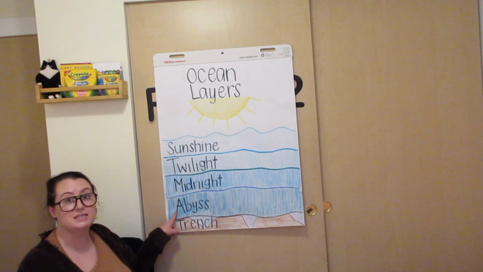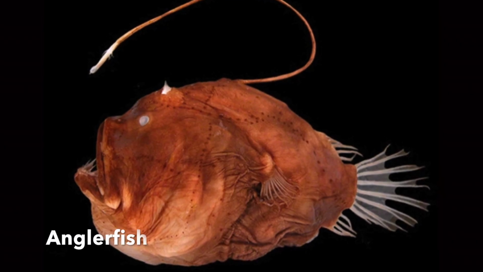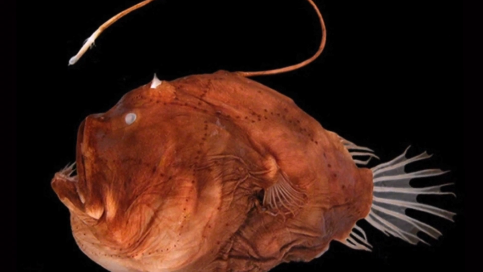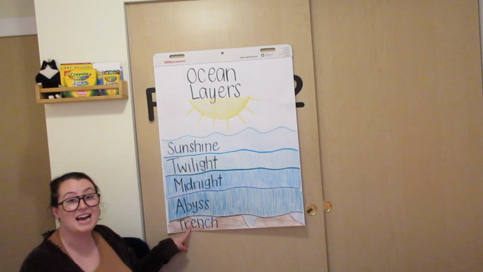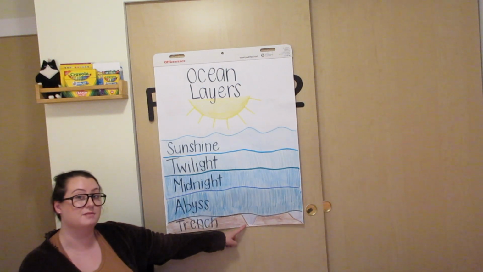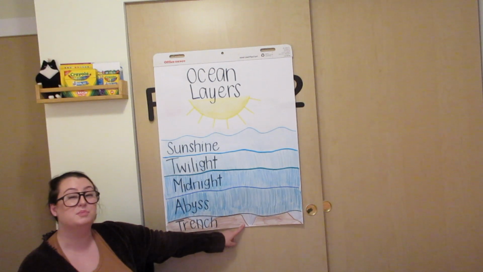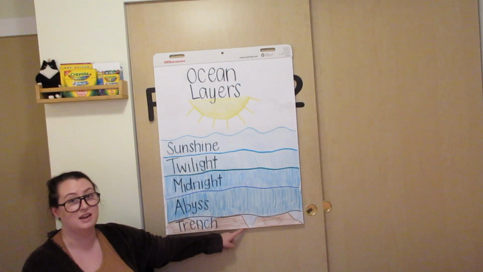Next is the abyss layer. This abyss layer is very dark. Last is the trench layer. The trench layer is the bottom of the ocean. It has trenches or cliffs and caves. It is almost completely dark with no sunlight ever shining on the trench layer.